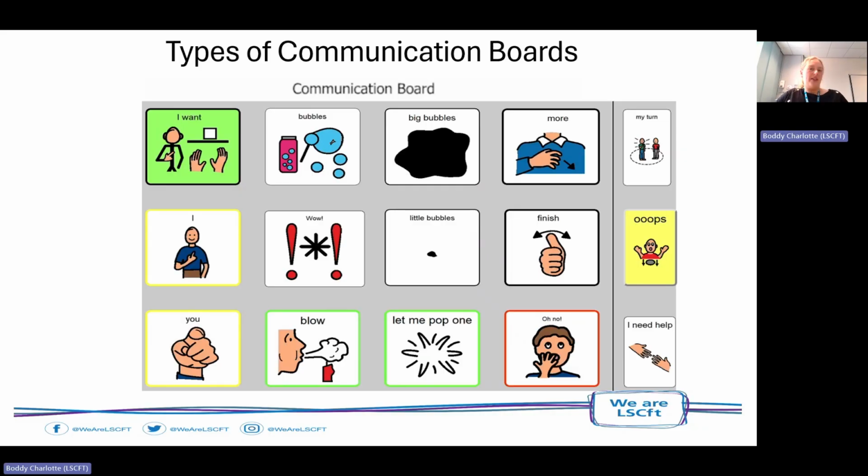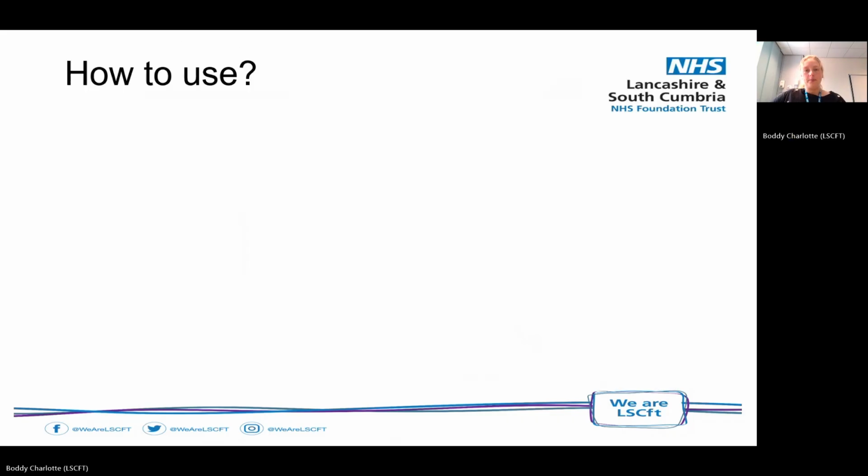This is more what we call an activity map, a more tailored activity communication board. This one is an example for bubbles. As you can see, we've got words around a bubbles activity. Naturally, we'd be modeling quite a lot of this language within playing with bubbles verbally, but we're mapping it onto that visual. So we might be making requests, modeling, I want bubbles, I want big bubbles, or using those social words like, oops, oh no, and directing someone. So you blow, for example.